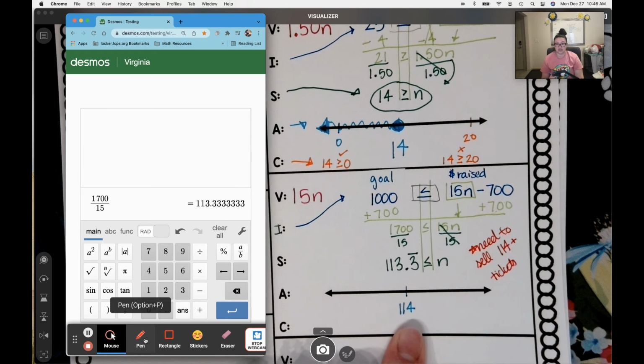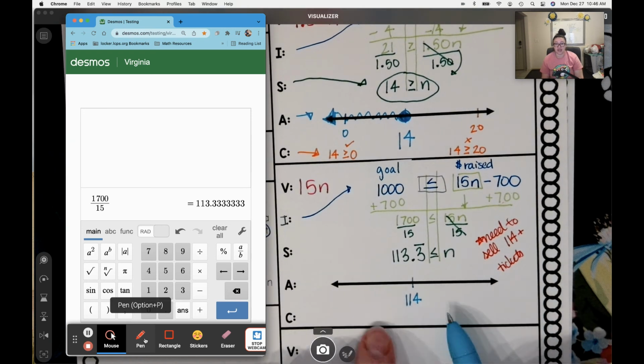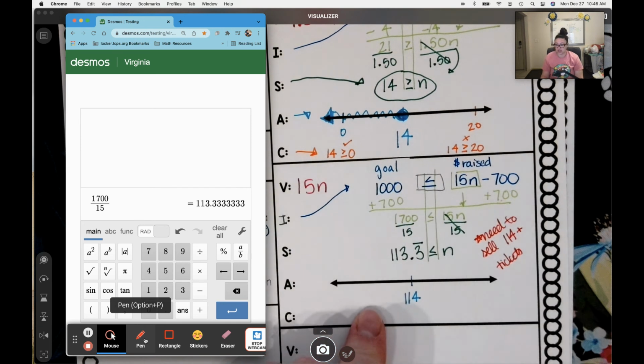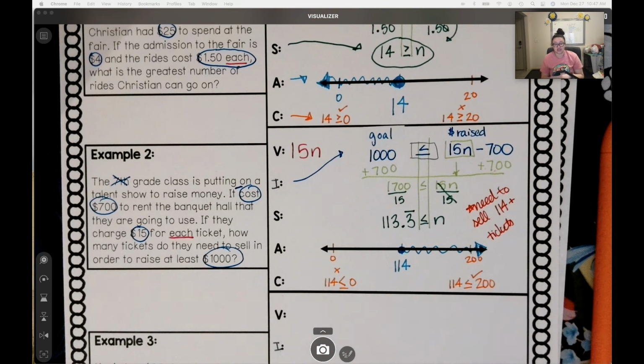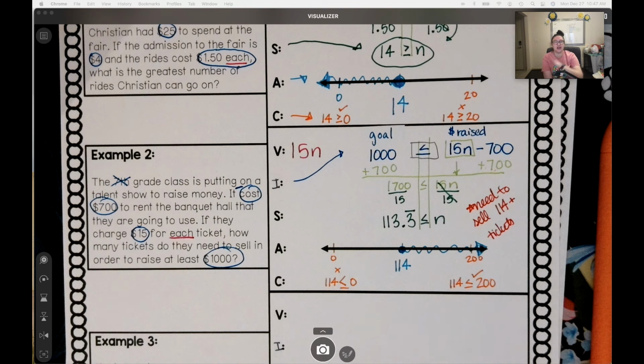Go ahead, pause the video, and I want you to graph and check. Like how we did up here, graph it and check your answer for me, please. Hopefully you shaded to the right, because it's okay if they sell more than that. If they sell more than 114 tickets, they're going to be having so much money they don't even know what they're going to do with it all. But we can't sell less than 114 or we're not going to reach that goal.